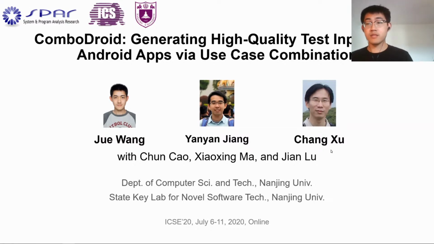Okay, hello everyone. I'm Jue Wang from Nanjing University. Today I'm here to talk about our work on generating high-quality test inputs for Android apps via use case combination. My co-authors are Yan Jiang, Chang Xu, Chun Cao, Xiaoxing Ma, and Jian Lu. Our work is about Android app testing, but first, let's talk about boxing.